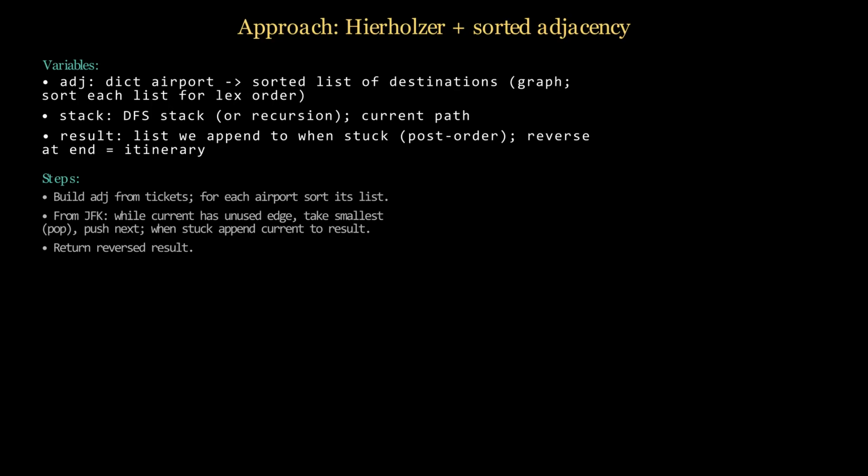Approach, Hierholzer with sorted adjacency. Build the graph, sort each airport's list, then DFS from JFK, when stuck append and reverse for the itinerary.